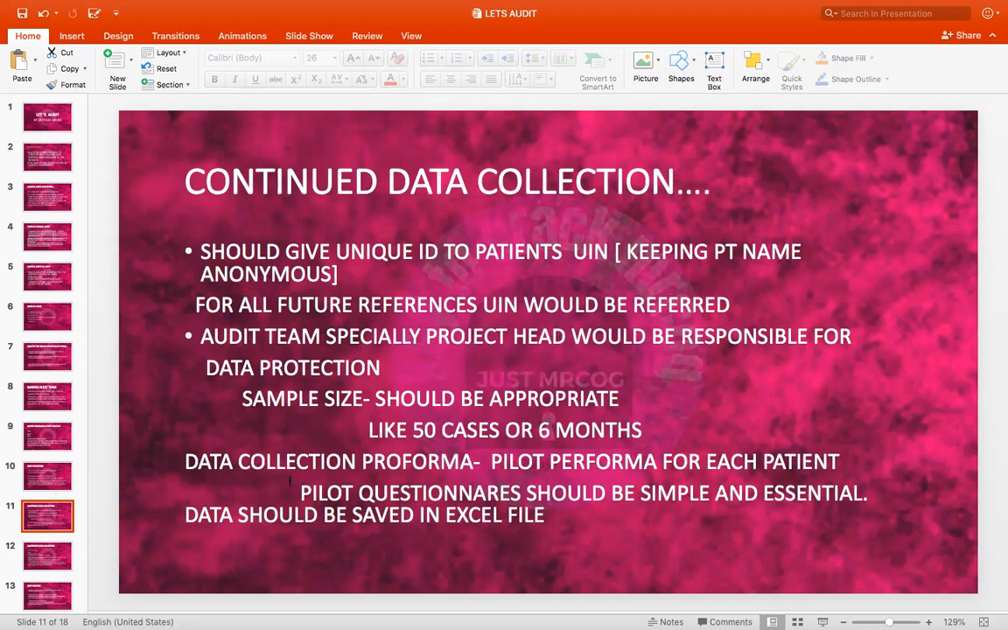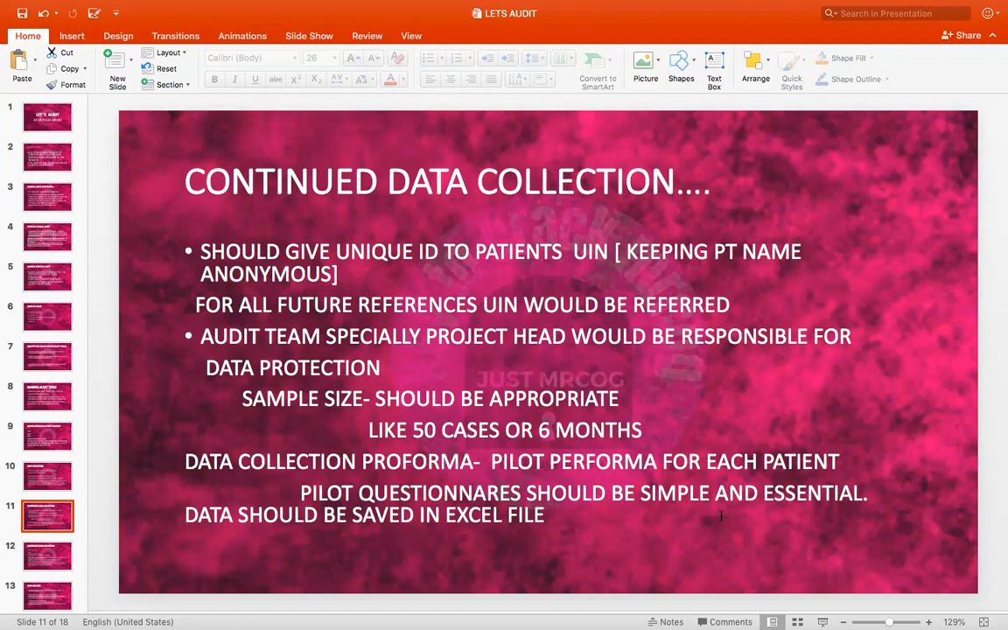Then another buzzword is pilot questionnaires. Should be simple and essential. It should not be a complicated proforma because this proforma can be filled by one midwife, GP, to consultant. It has to be very simple so that everybody can understand this and everybody can fill it properly.